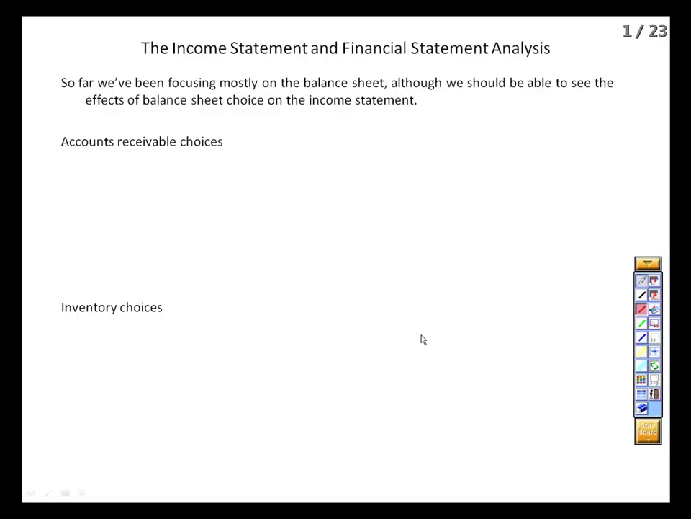We recognize sales, but we don't get paid in cash. That's an account receivable. We buy stuff for resale, but we don't expense it until it's sold. That's inventory, and so on. Let's go back and review some of these things. For each of these items, stop the recording and spend a few minutes thinking about what we did for that topic and how that might affect net income. Then, restart the recording.